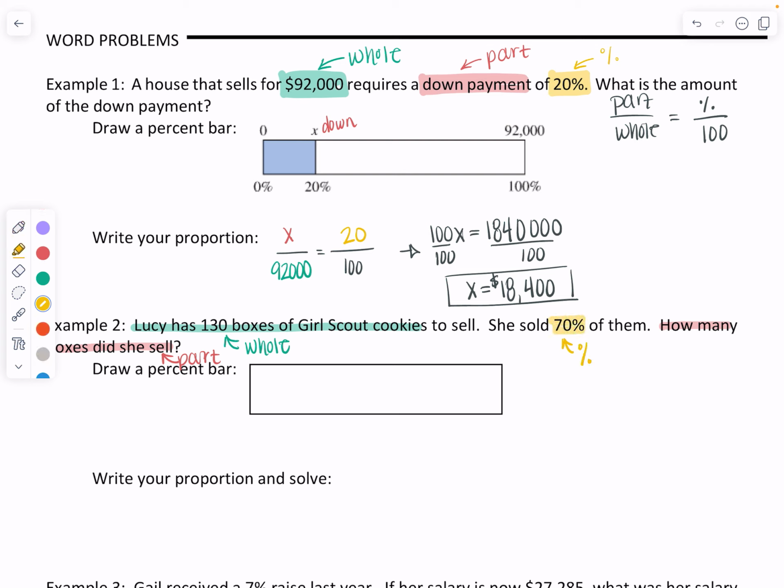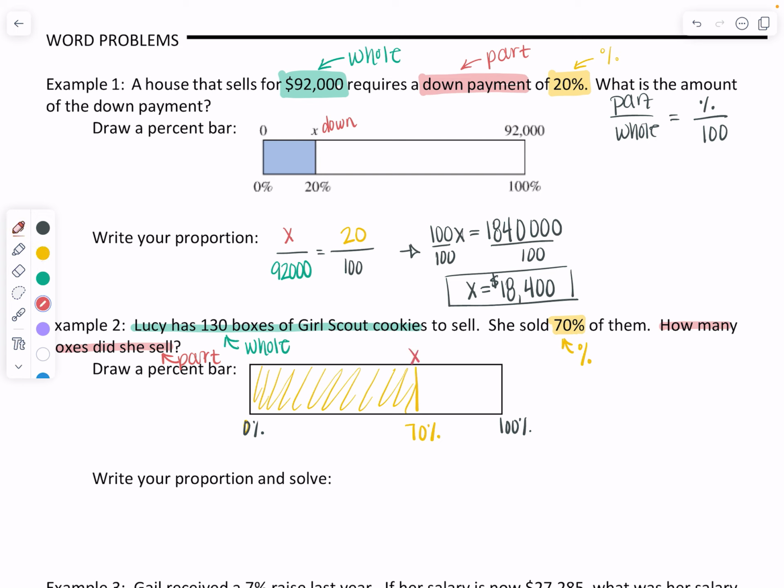And so I need to set up my percent bar. So my percent bar, I've got 0%, 100%. Lucy has sold 70% of those, so past 50%, about 3/4 of the way. We're just eyeballing it. So she sold 70% of them. I don't know how many that is. I called that X, but I do know 100% corresponds with 130 boxes of Girl Scout cookies.